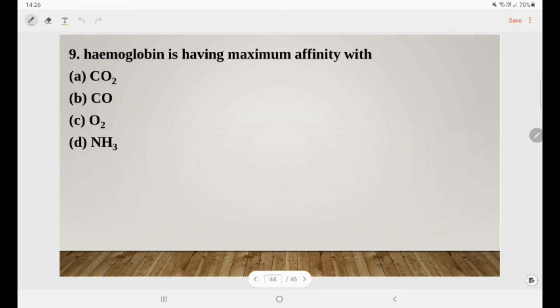Next question is, hemoglobin has maximum affinity with. Straight away you cancel out ammonia, but out of these three, you may think oxygen has maximum affinity, but you should know hemoglobin has maximum affinity with carbon monoxide. Meaning if carbon monoxide is available in the vicinity, in the blood or in the tissues, then the hemoglobin will quickly bind to carbon monoxide.